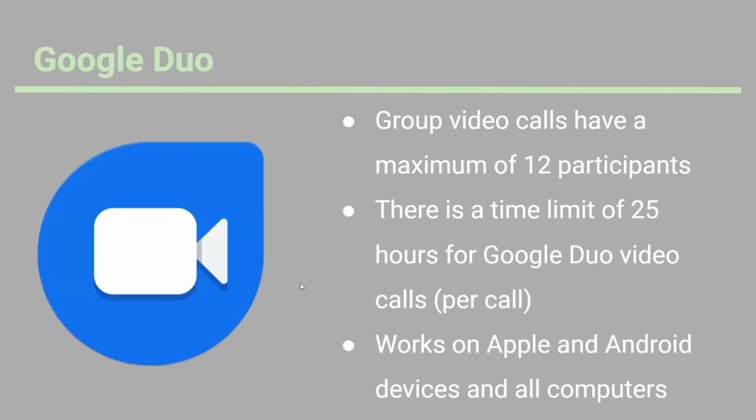Okay. This one is Google Duo. The picture is blue color with the camera. These group video calls have a maximum of 12 participants, and there's a time limit of 25 hours for Google Duo video calls. So it is per call, and works on Apple and Android devices and all computers. So basically, all people can use this app.